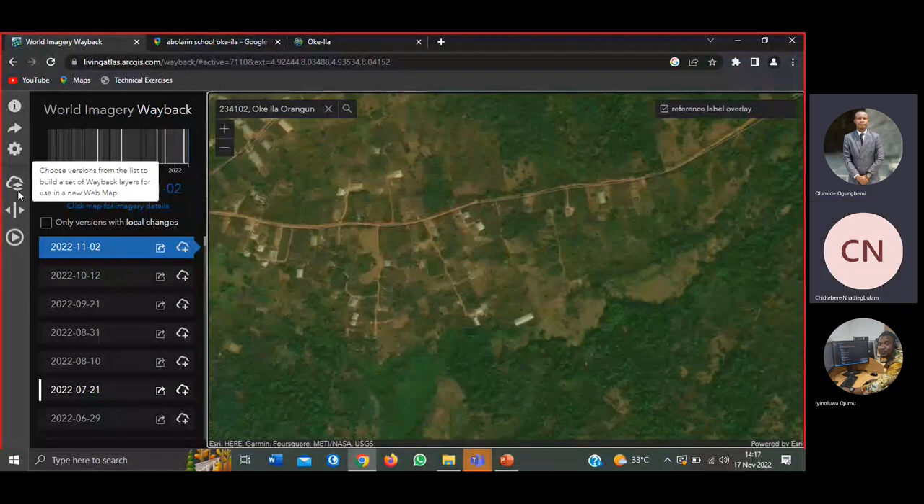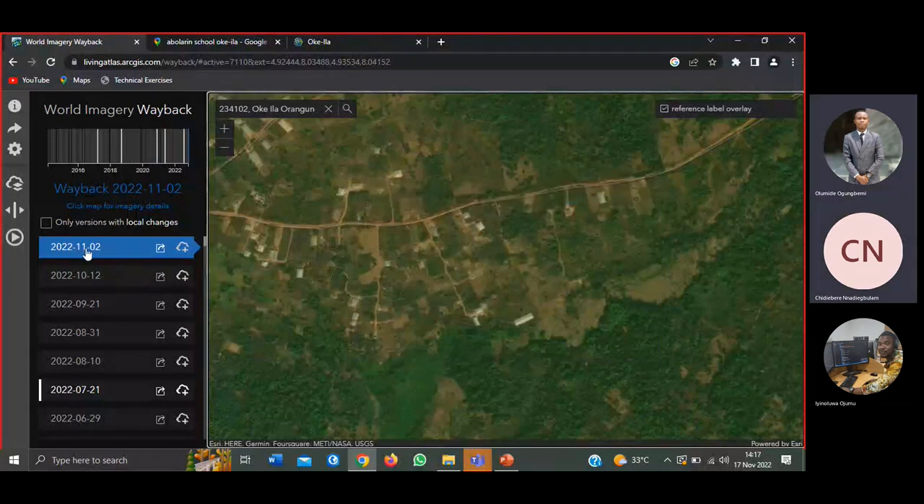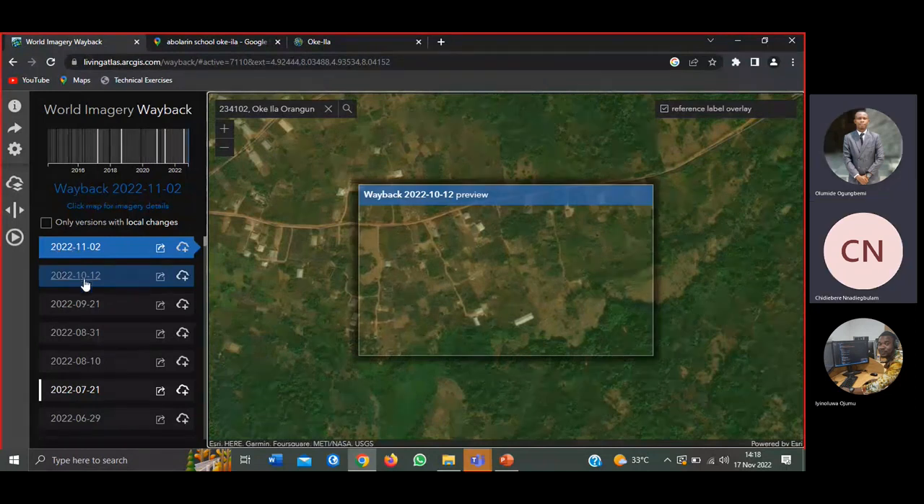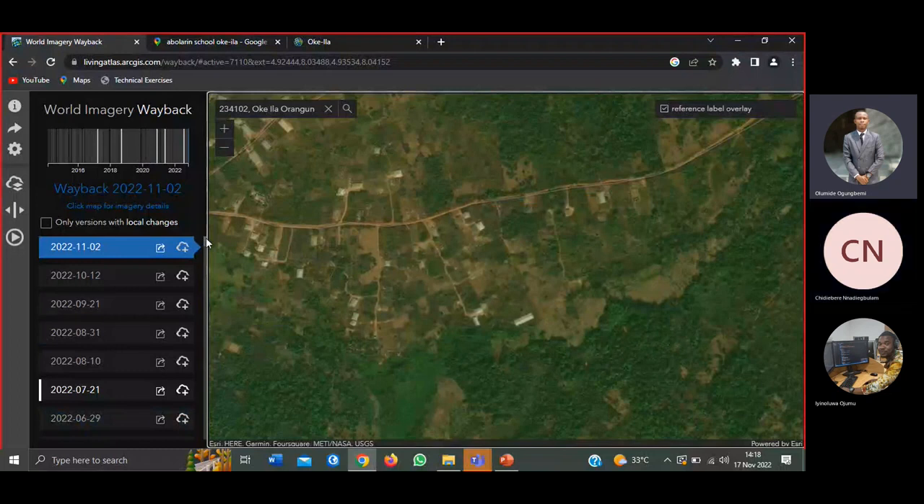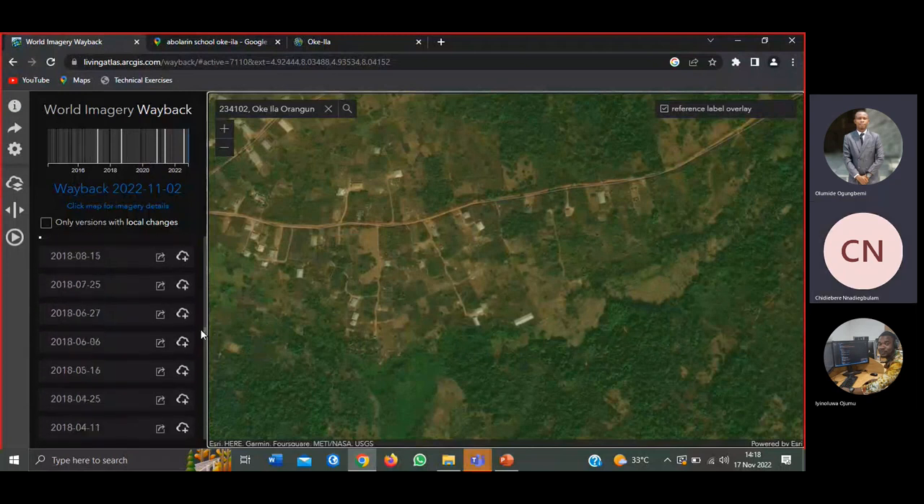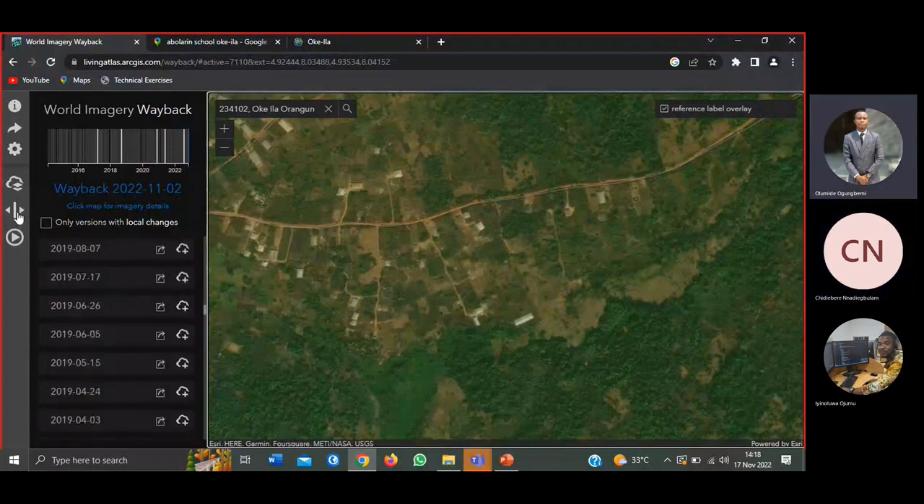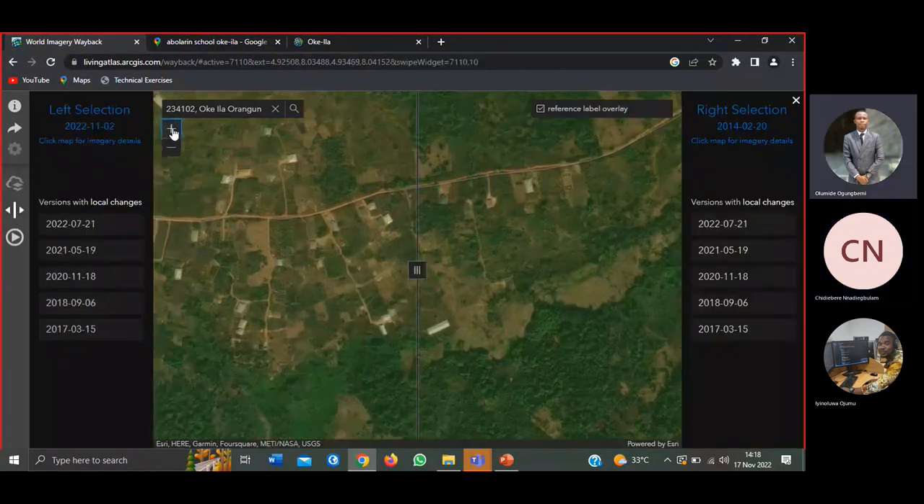So basically what I want to explain for this is that you guys can see November 2nd, 2022. So you can see October 12th. So this will give you different dates. This is still 2022. So you can actually scroll down and see 2021, even 5 years ago, 4 years ago, 3 years ago. And you can also compare. So let me zoom a bit.